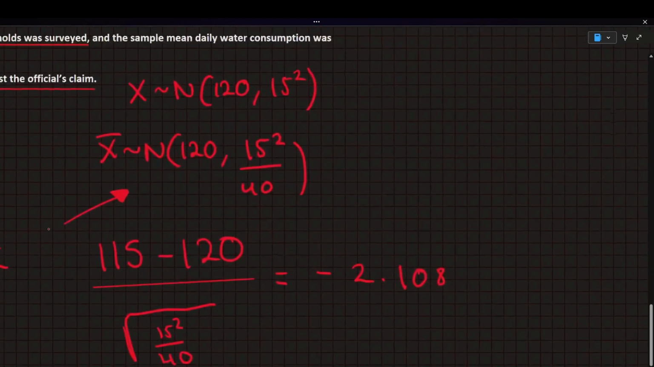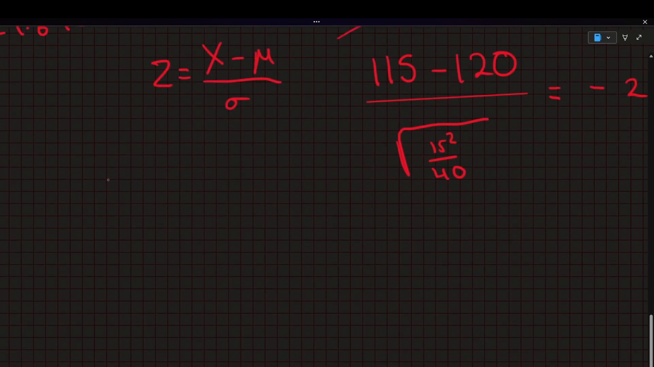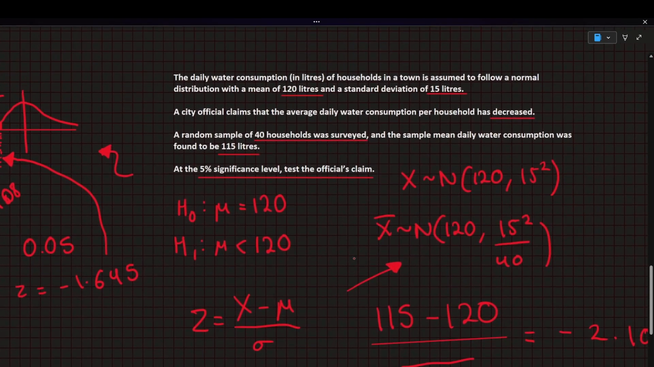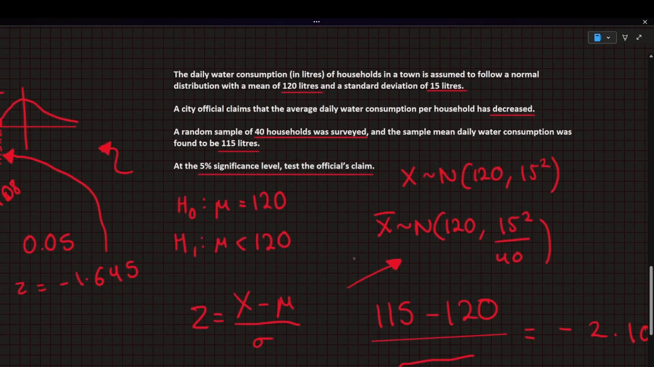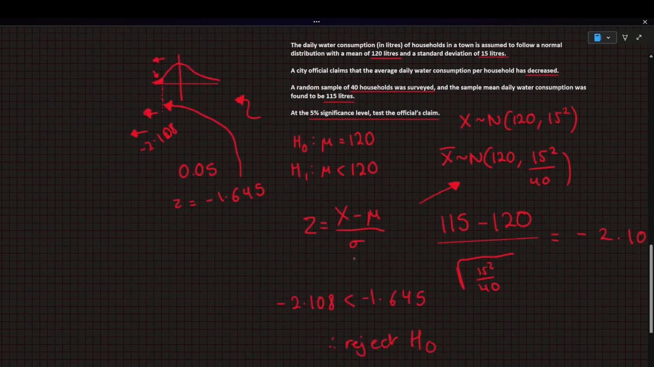And we'll write that formally. Minus 2.108 is less than minus 1.645. Therefore, we reject our null hypothesis. If you remember, our null hypothesis was that our mean is 120. But over here, we reject the null hypothesis, and there is sufficient evidence to suggest that the daily water consumption per household has decreased.